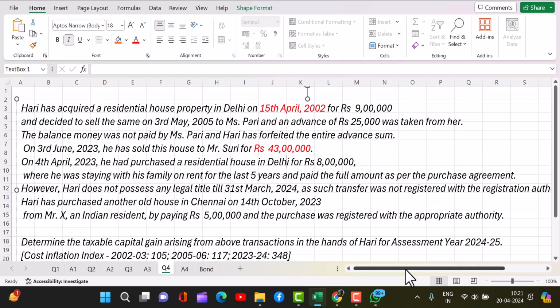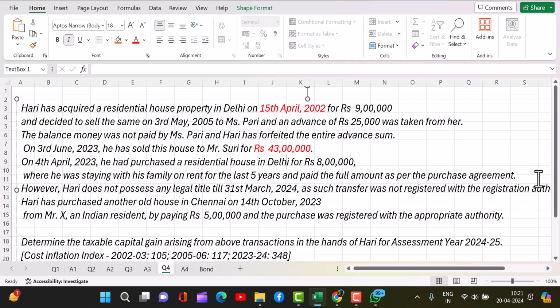Hari has purchased another old house in Chennai on 14th October 23 from Mr. X, an Indian resident, by paying rupees 5 lakh, and the purchase was registered with the appropriate authority. Determine the taxable capital gain arising from the above transaction in the hands of Hari for the assessment year 24-25.